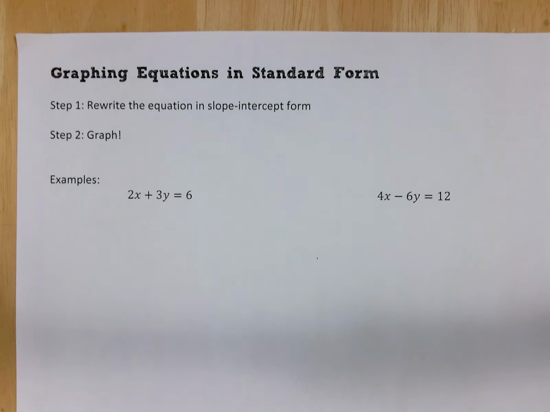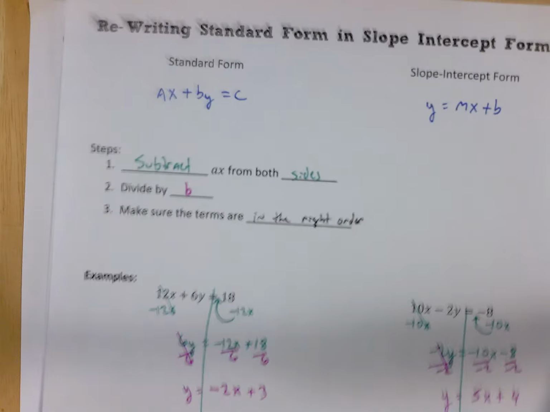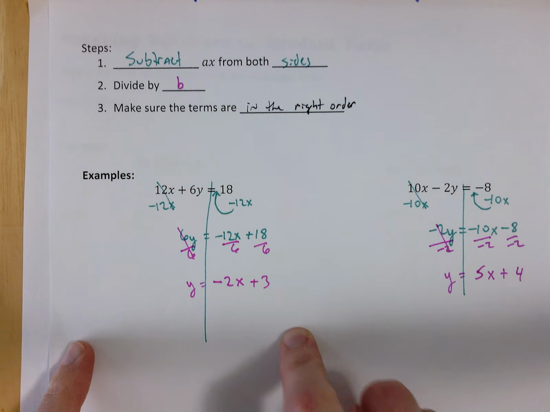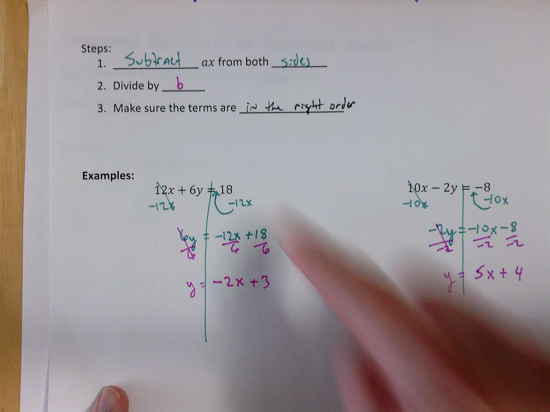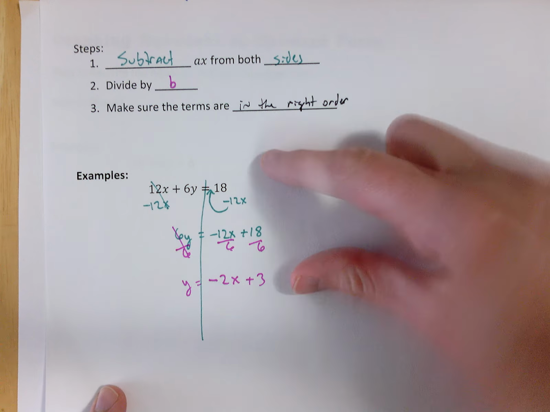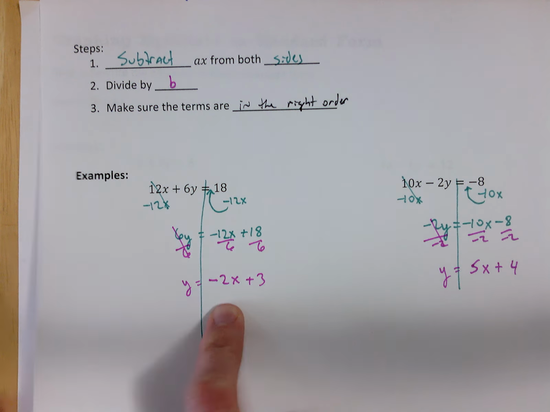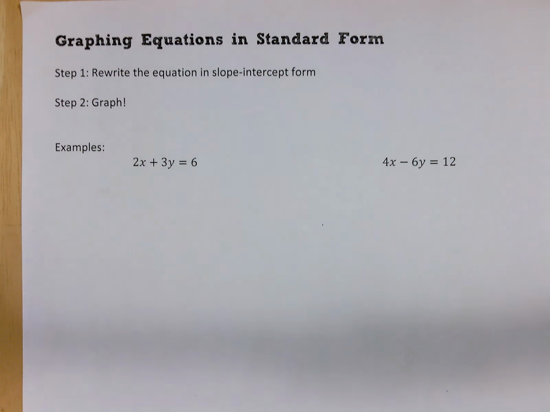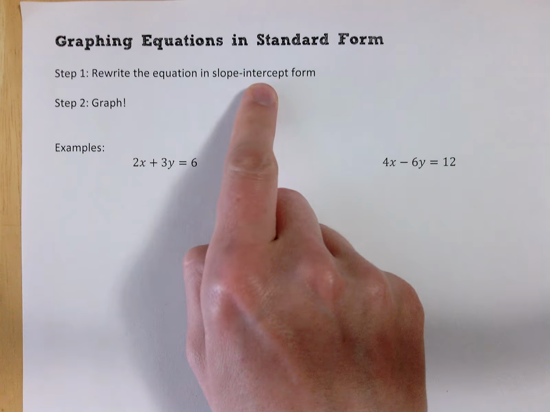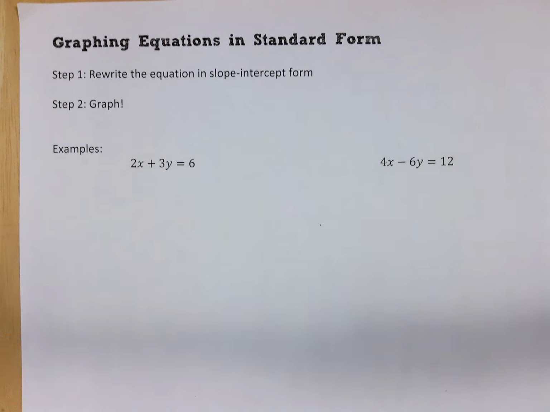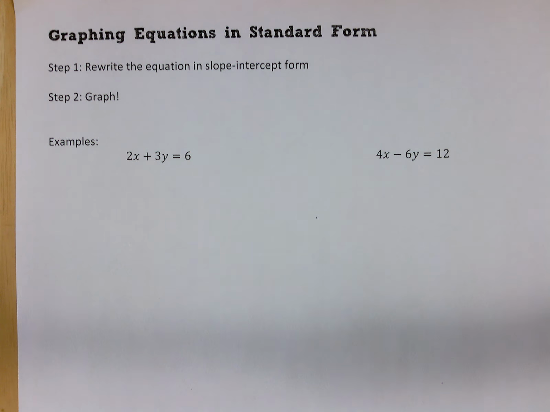All right, our last new topic for this unit is graphing equations in standard form. Last class, we talked about how to take an equation that's in standard form and rewrite it into slope-intercept form. So now, step 1 is do this, and then step 2, we already know how to graph that. So we'll just graph it from there and we'll be good to go, okay? Step 1, rewrite it in slope-intercept form. Step 2, graph it, okay? So let's take a look at this guy.